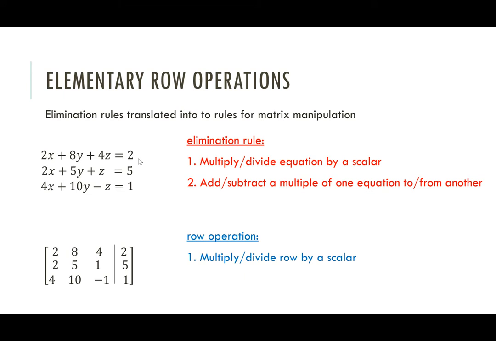The main trick of elimination, the thing that actually causes eliminating of variables, is you add and subtract multiples of one equation to and from another to get rid of variables. And since our matrix rows correspond to equations, adding and subtracting a multiple of one equation from another corresponds to adding and subtracting a multiple of one row to or from another.